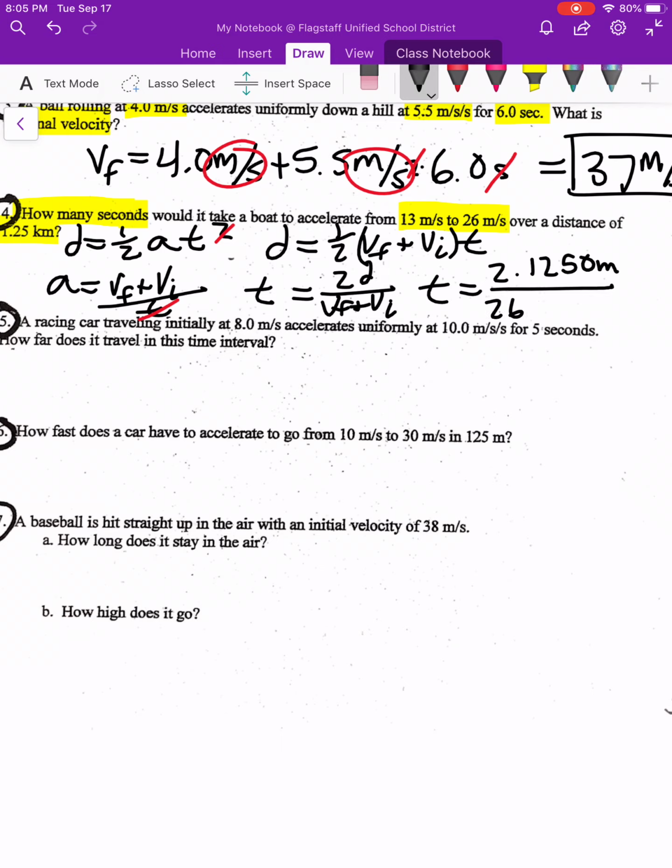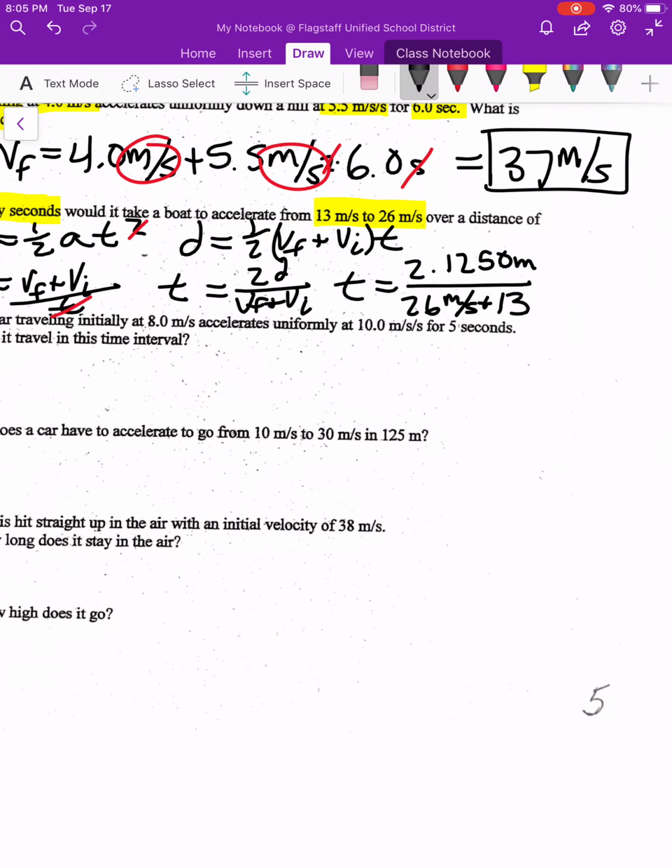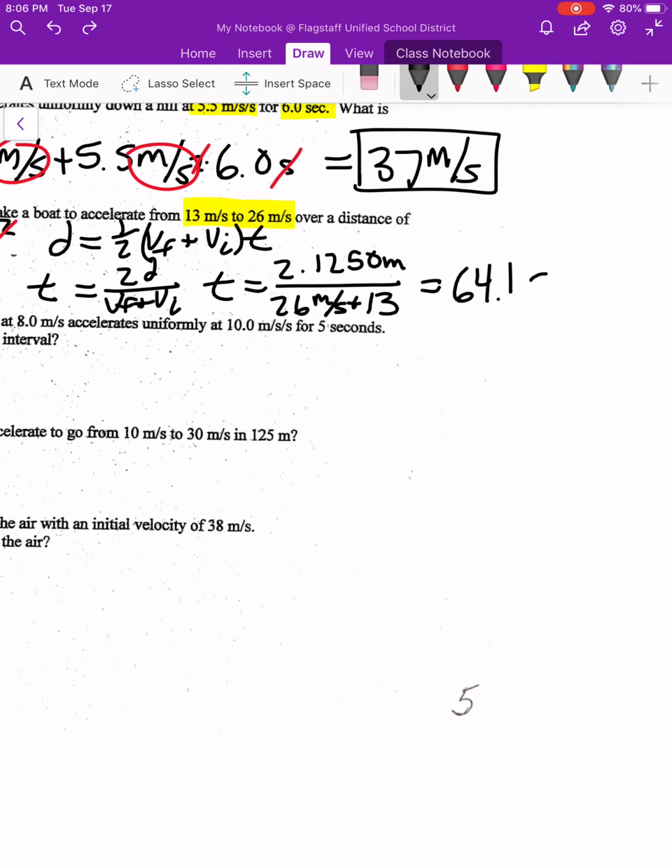And now I got my V final plus my V initial, and that should give me 2,500 divided by 39. Does that look right? Which gives me about 64.1 seconds. Correct? Hopefully you guys all got a similar answer.